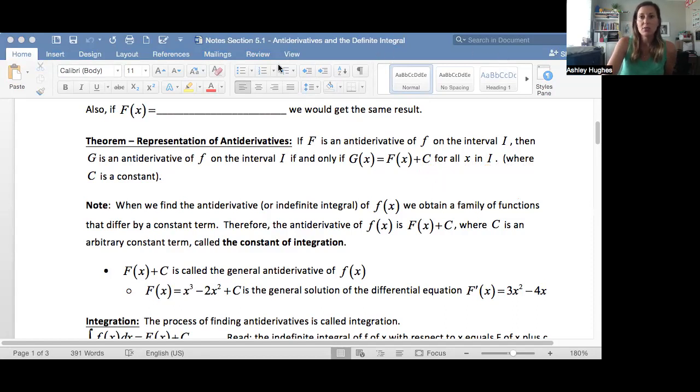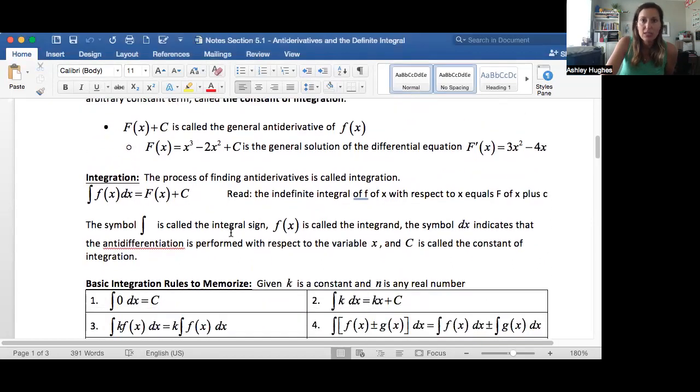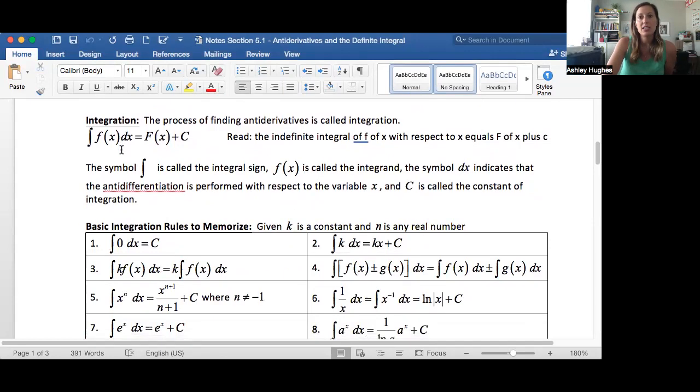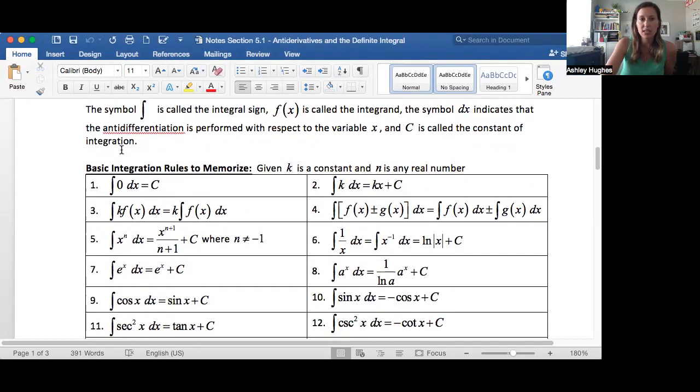So just remember, when you take the antiderivative, you always have that constant of integration. So that's what this is talking about here. And then this is the symbol for integration. It looks kind of like an S almost. And that's because it is kind of like a summation, which we're going to talk about in our next section.